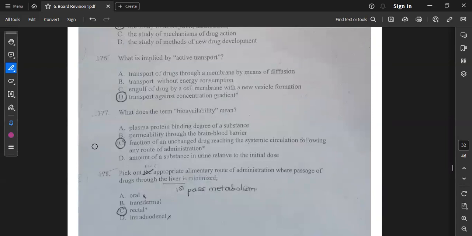Pick out the appropriate alimentary route of administration where passage of drugs through the liver is minimized. That basically means avoiding first pass metabolism. Even I thought of transdermal, but it's saying alimentary route. So then C would be the answer. Or does anybody have a different answer? If it's alimentary route, then rectal would. Yeah, so C is the answer.